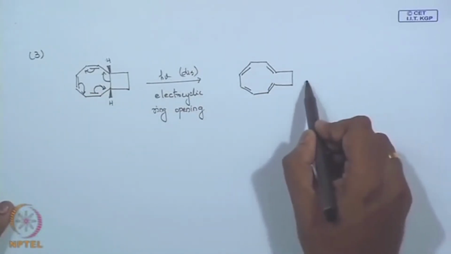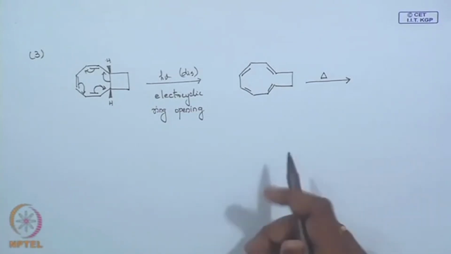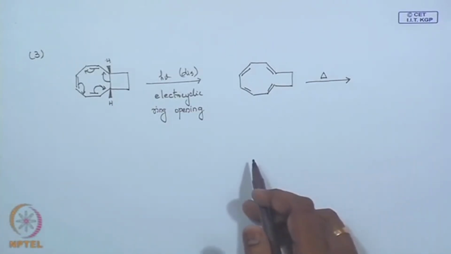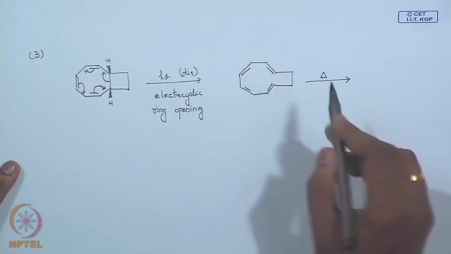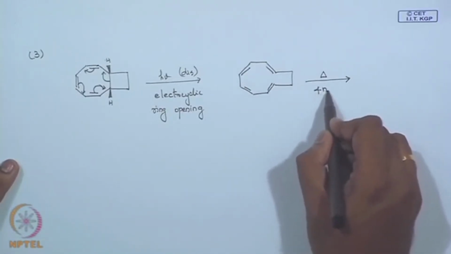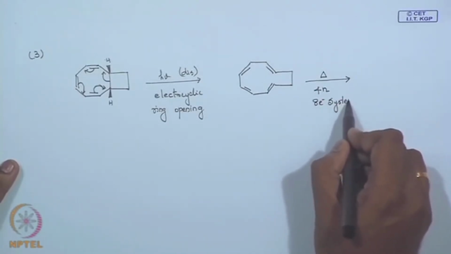Now, I have this molecule. Again I say that I have taken this molecule, and I am going to heat this. What comes to your mind? Yes, it is nothing but a ring closure. So, what system is it? It is an 8 electron system, so it is 4n, right. So, you will apply 4n.